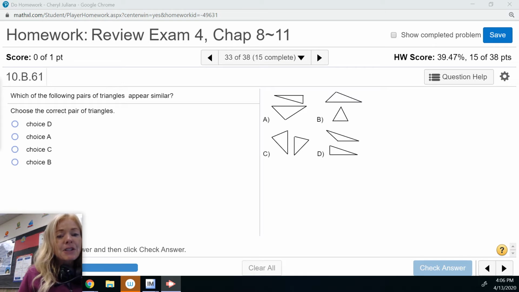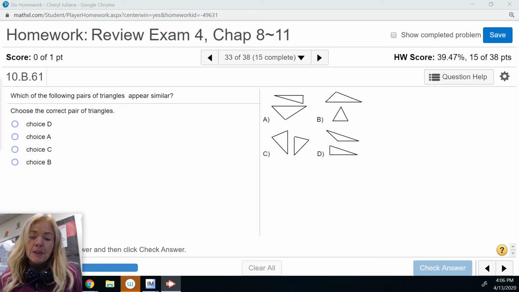So it says, which of the following pairs of triangles appear similar? To be similar, remember that we have the same shape, different size. Same shape, different size is what's really important. If you look at all these that we're seeing, if I can get my little mouse over here.